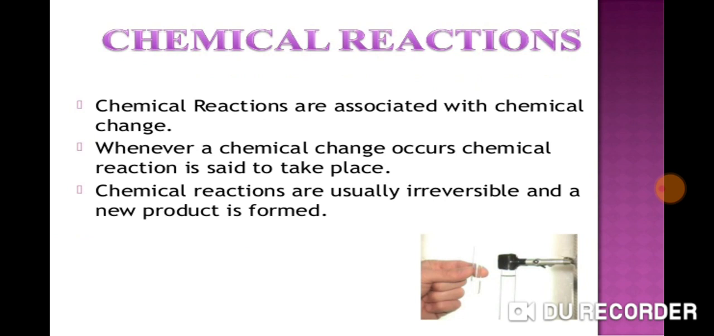Chemical reactions are linked with a change. Whenever a change in the chemical makeup of any substance takes place, it is said to be a chemical reaction. A chemical reaction is normally irreversible. It cannot be changed. If a chemical reaction takes place, it cannot be reversed, and a new product is formed out of it. It is non-reversible, or irreversible, you can say.